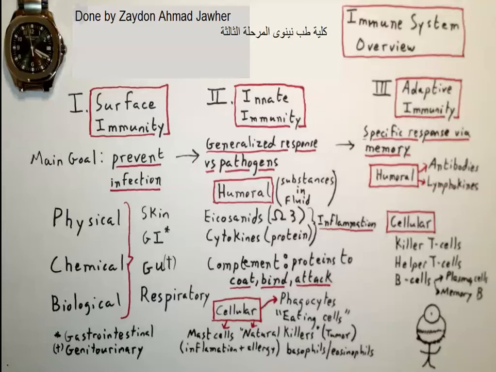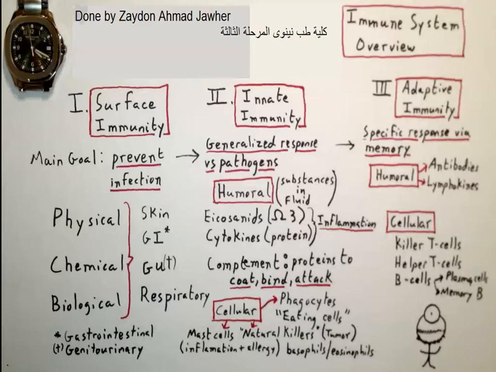Now the adaptive system, on the other hand, is a specific system that can kill only the antigen on the surface. It can recognize the antigen by receptors. It has long-lived memory, like T memory cells and B memory cells also. Now it comes a little bit late.